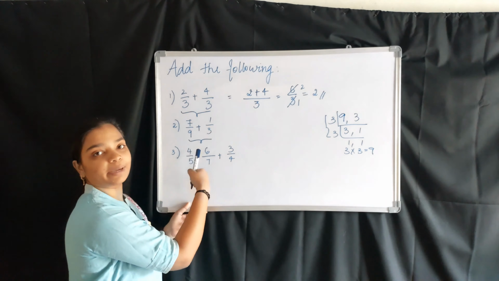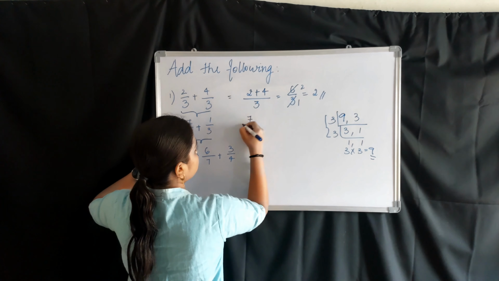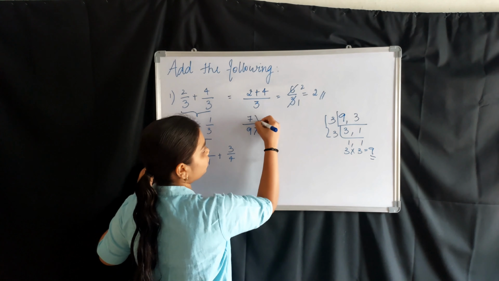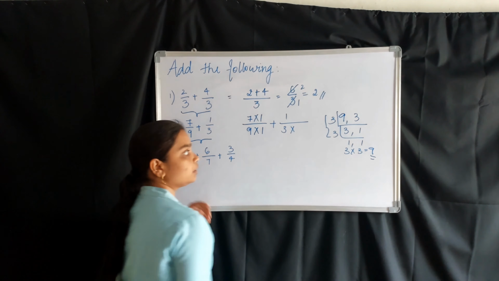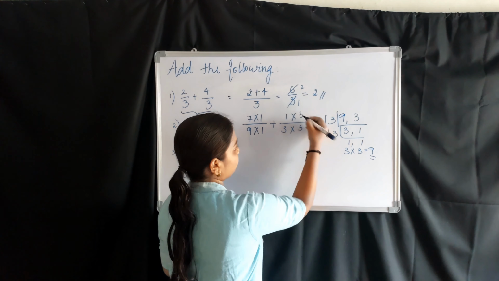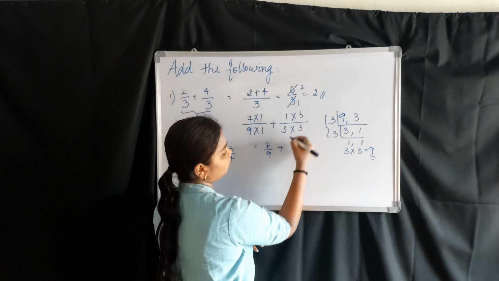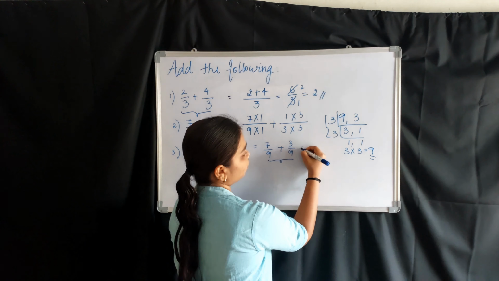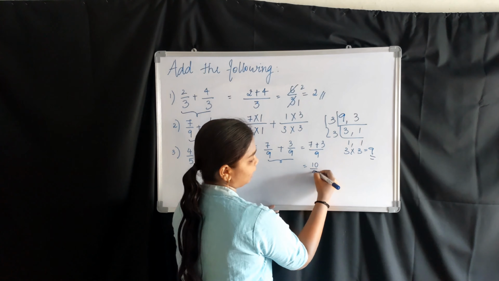So I'll have to make the denominators the same, as 9. 7 by 9 is already there for the first fraction. For the second, I'll do 1 by 3 into 3, since 3 threes are 9. So 1 times 3 is 3, giving 3 by 9. Now the denominators are the same, so our next step is just to add the numerators. So it is 10 by 9.